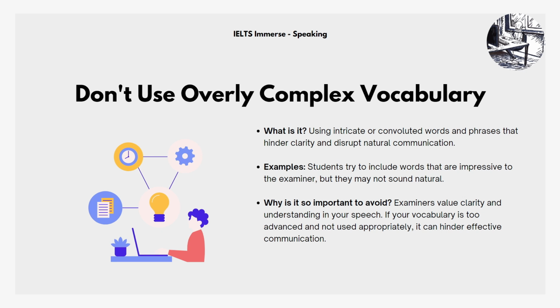You might try to use those words to impress the examiner, and the examiner may be impressed if you use them correctly. Sometimes the words are advanced and complicated, but they're not appropriate for the answer. It is important that you avoid this because examiners want clarity in your answers, they want you to be very clear and they want to understand you. But if your vocabulary is too advanced, it may impede the answer that you're giving.